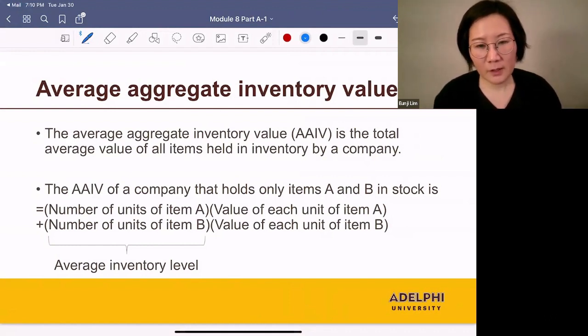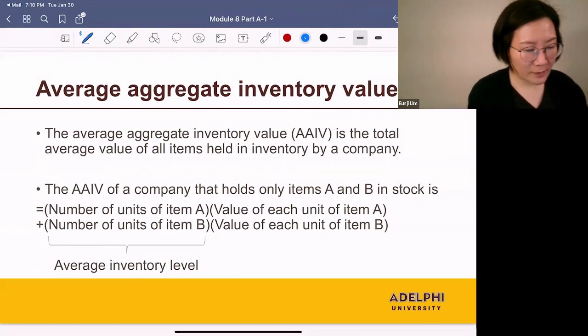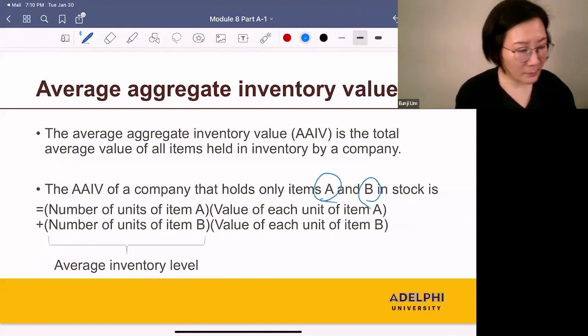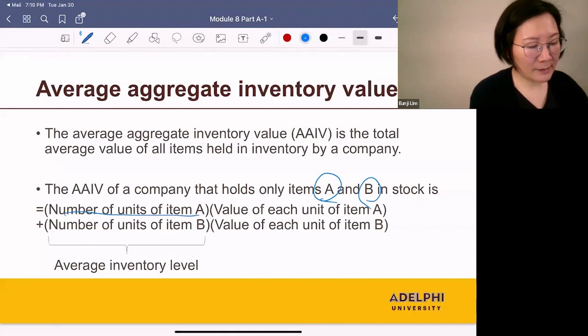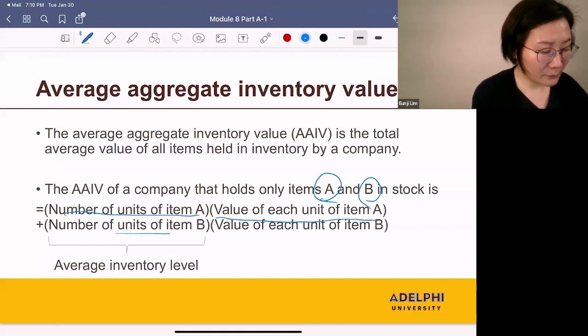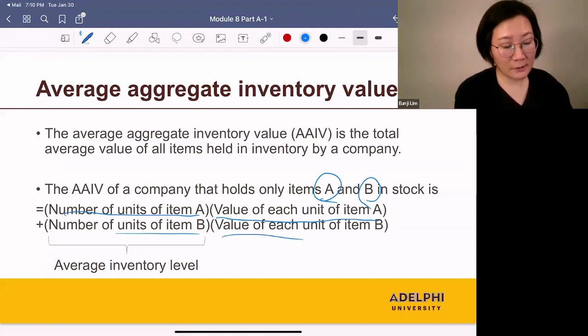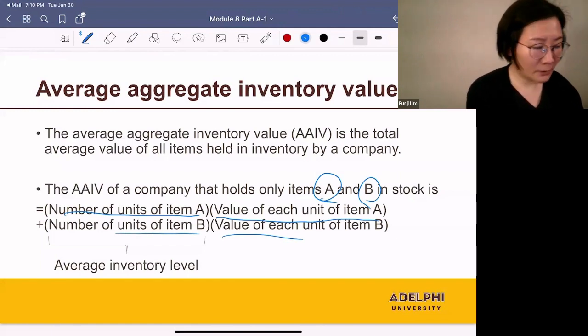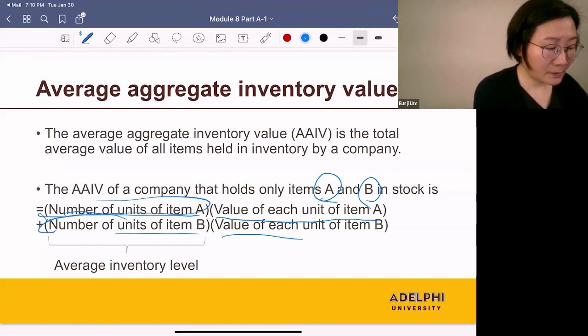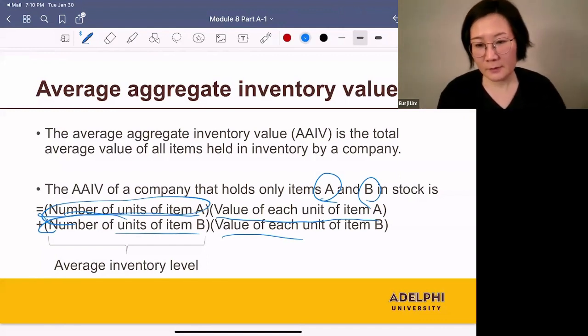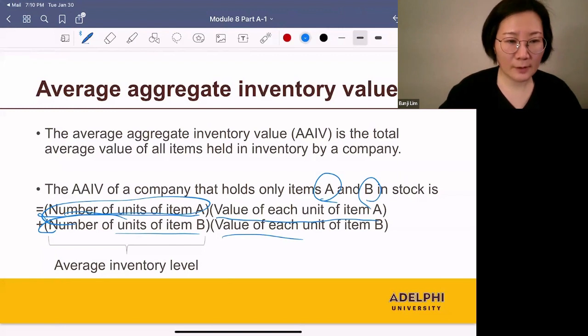For example, the AAIV of a company that holds items A and B in stock is the number of units of item A times the value of each unit of item A plus the number of units of item B times the value of each unit of item B. And notice that the number of units of item A can be changing over time. So in that case, you can just average them over time.